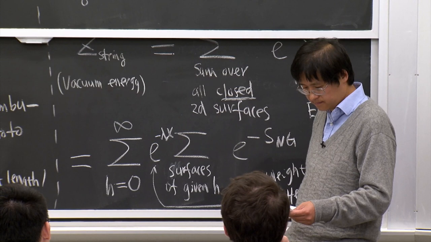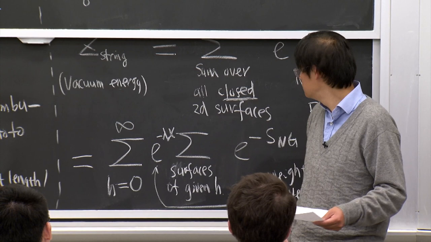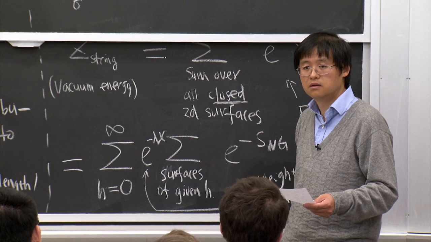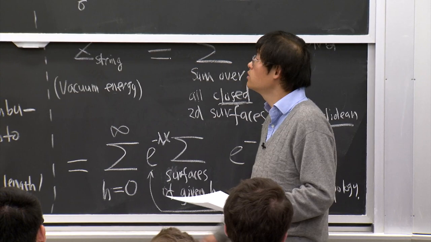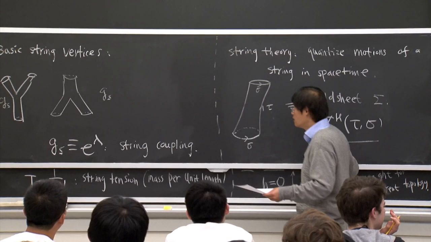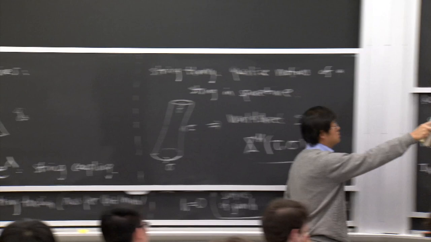Any other questions? Do we have an extra minus sign in the exponent? No. Oh, because chi goes more negative as h increases? Yeah. The exponent becomes larger and larger. Yeah, because I can take g to be small. The only thing is I want to be consistent with this power.